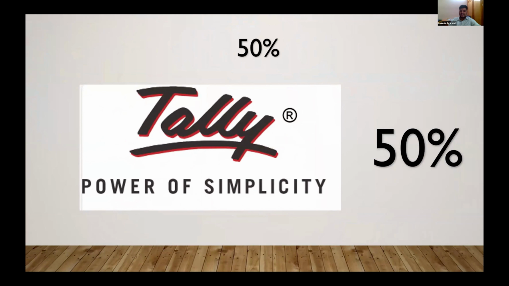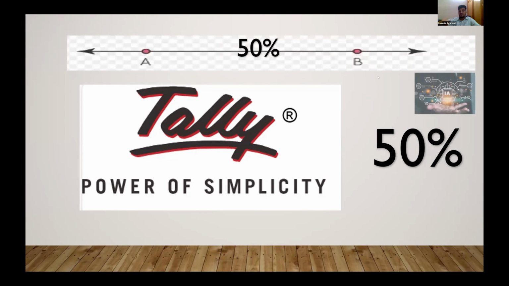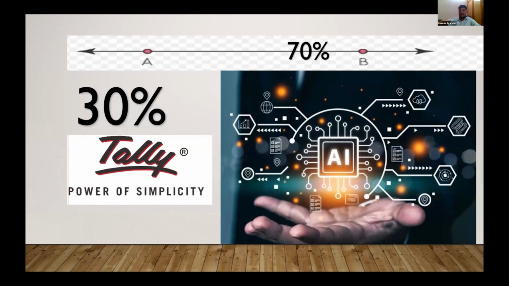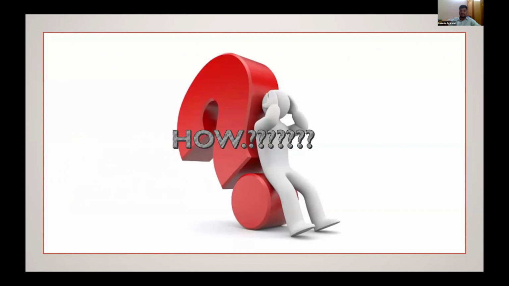50% we are using Tally, then some Excel, then some other tools, reporting and all. And out of the box, very few have started to use AI. So what you need to change is use more AI, maybe with Tally, maybe with Excel, with other things. Increase the position of AI to 70%, 80%, and you will see a very big change in your working. The problem is how.